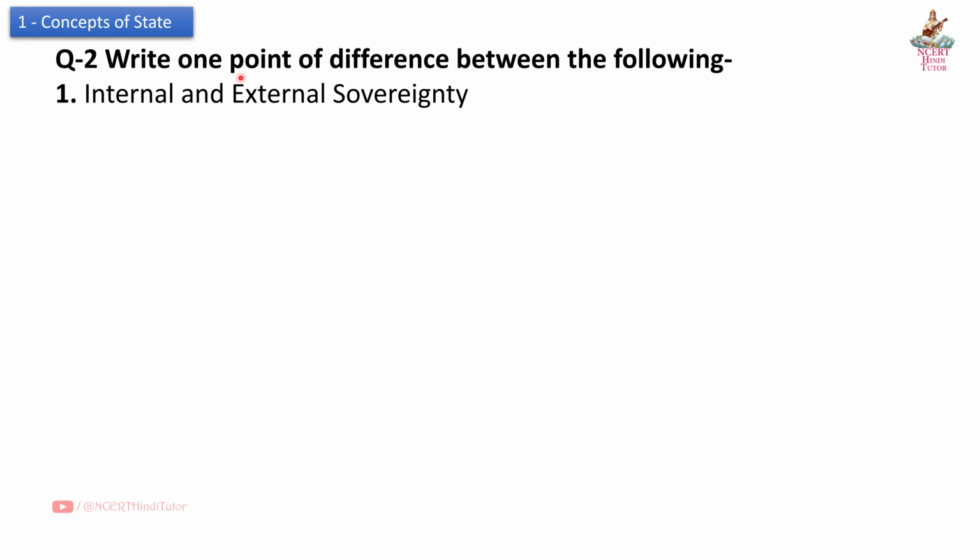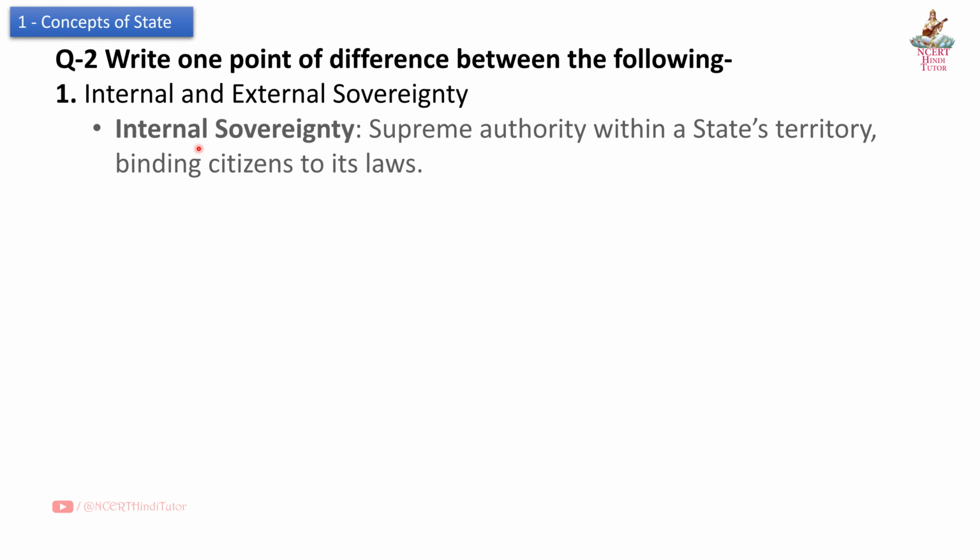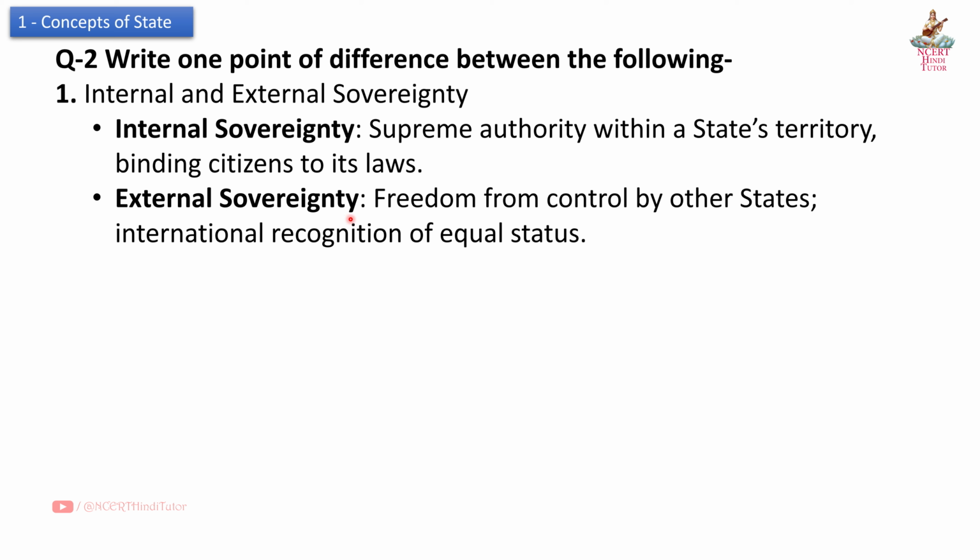Second, write one point of difference between the following. First, internal and external sovereignty. Internal sovereignty: supreme authority within a state's territory, binding citizens to its laws. External sovereignty: freedom from control by other states, international recognition of equal status.